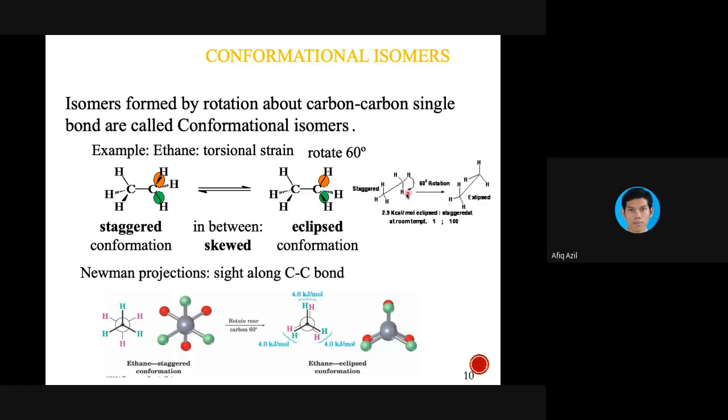And when you rotate, the rotation is actually on this axis, on the axis of the C-C bond. So from what we call the staggered conformation, now it is in eclipse.